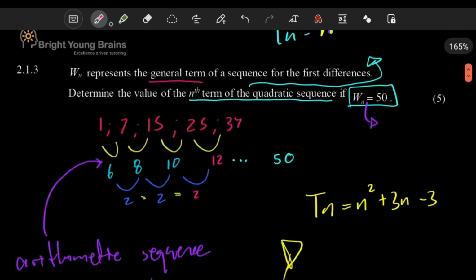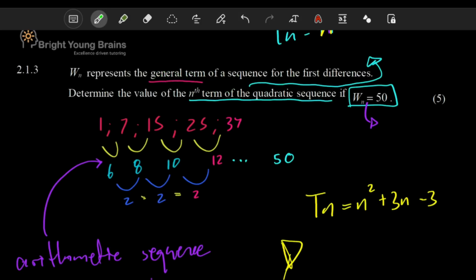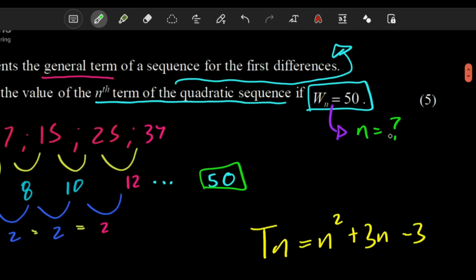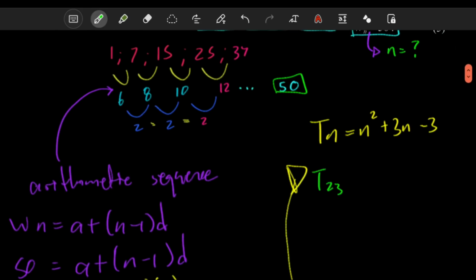But what I mean is, anytime they speak of the nth term, they're talking about the formula of whatever they're talking about. Anytime they speak of general term, they're also speaking about the formula. So it says here Wn represents the formula of a sequence for the first differences. Then it says determine the value of the nth term of the quadratic sequence if Wn is equal to 50. So we have to work out what n is if your term here is equal to 50. The moment we get this n, we just have to throw it in there. So the n that we got here was 23, so we're going to put 23 over here squared.